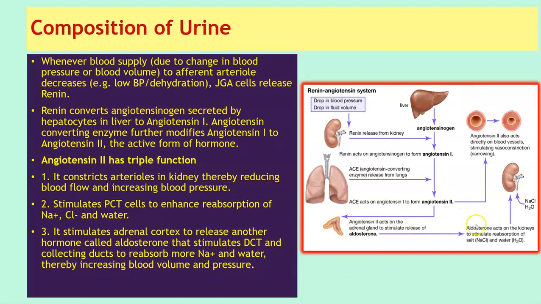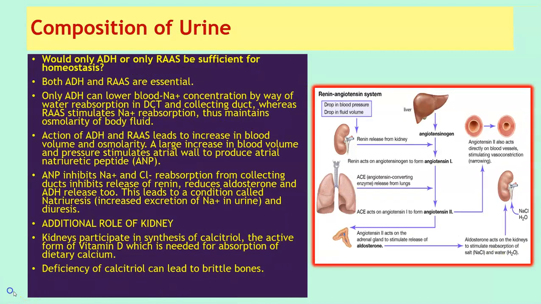So this is the process that we are seeing here in this image, that is, it is triggering the adrenal cortex to release aldosterone, and then aldosterone further stimulates the reabsorption of the salt and water, and this increases the blood volume and pressure. Students, a very frequent question arises: would only ADH or only RAS be sufficient for homeostasis? The answer to it is both ADH and RAS are essential.